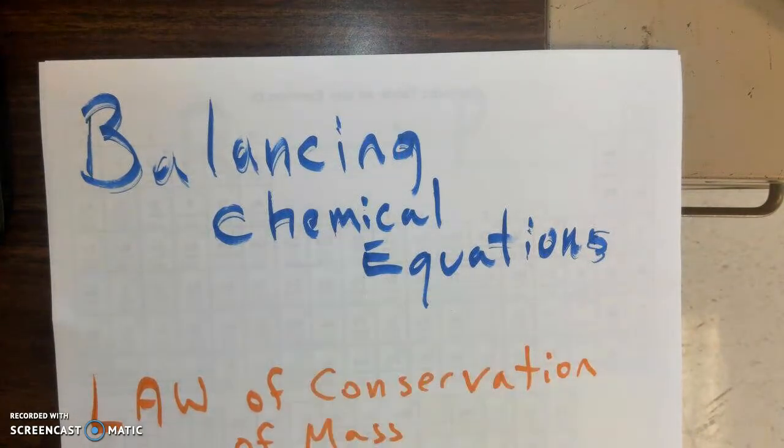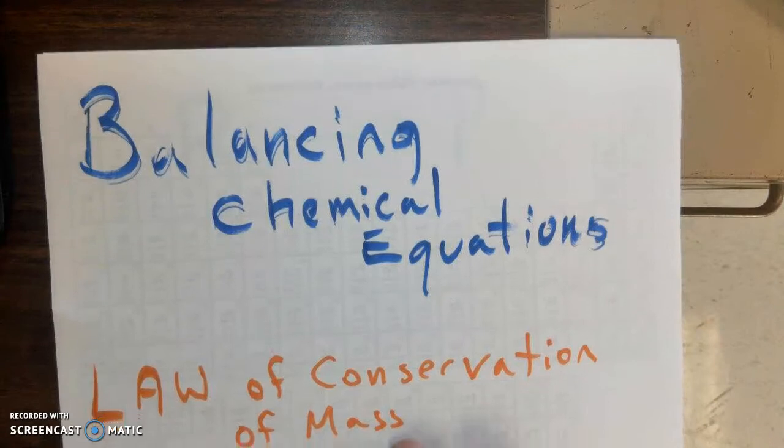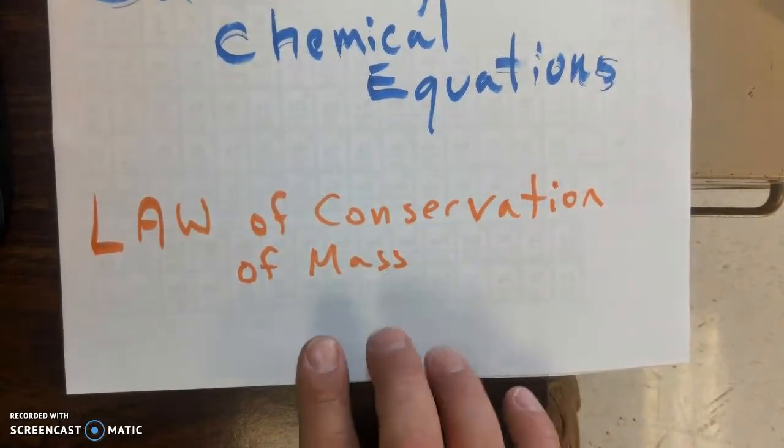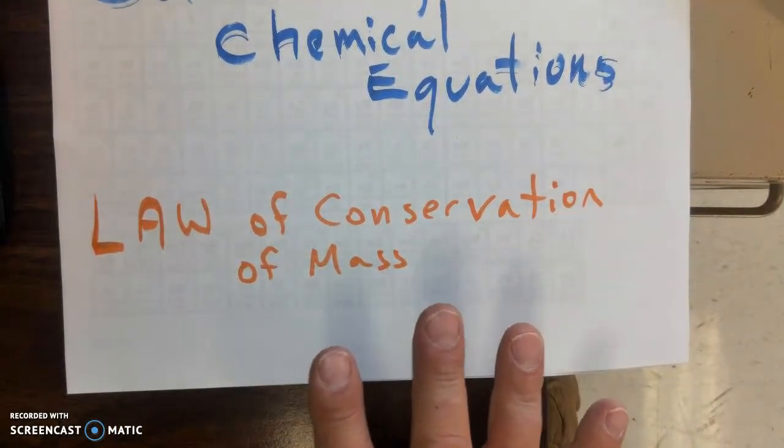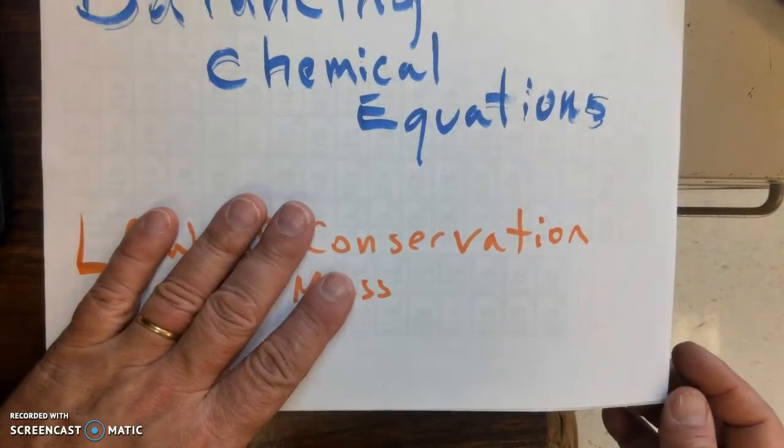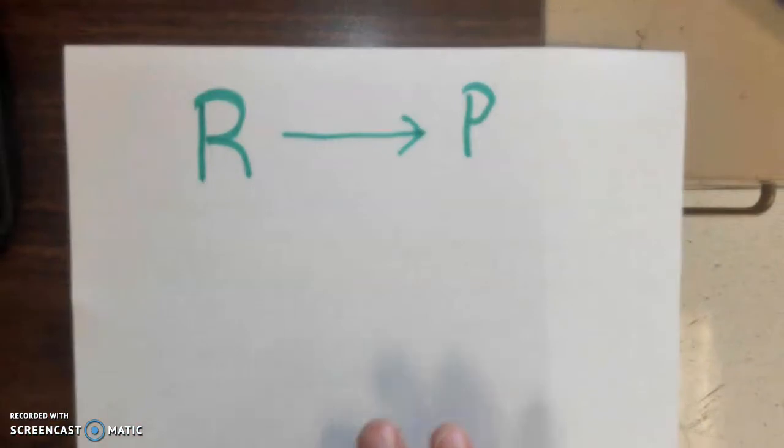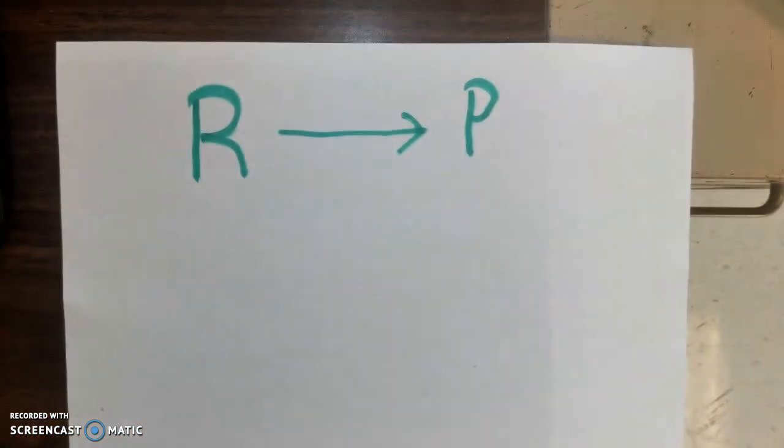For starters, balancing chemical equations, you have to be mindful of the law of conservation of mass, which we've learned about during the first part of this unit. The law of conservation of mass simply states that whatever is in the reactant side absolutely has to be on the product side in terms of mass.